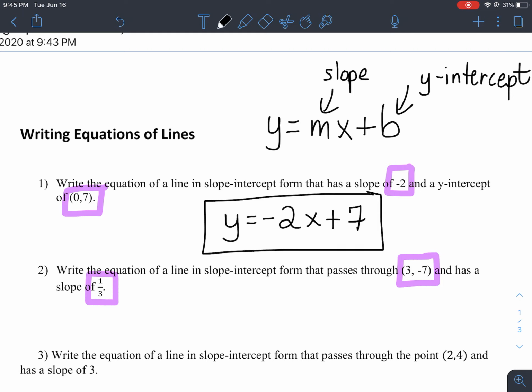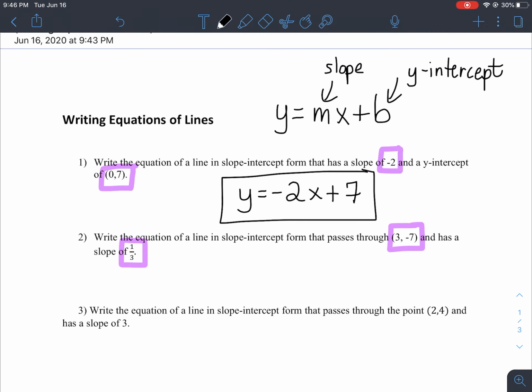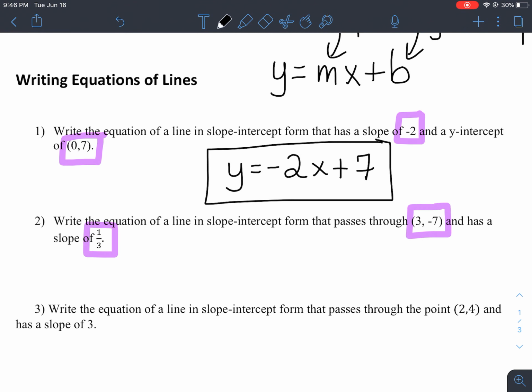So one way you could do it is you could plot the point and use your slope to figure out your y-intercept if you had a coordinate plane. But another way you can do it is you can just use your slope-intercept form, y equals mx plus b. We're given what our y value is and what our x value is because we're given an ordered pair, which is x comma y. So you can just substitute 3 in for x and -7 in for y and use our slope of 1/3, and we can figure out what our y-intercept is.